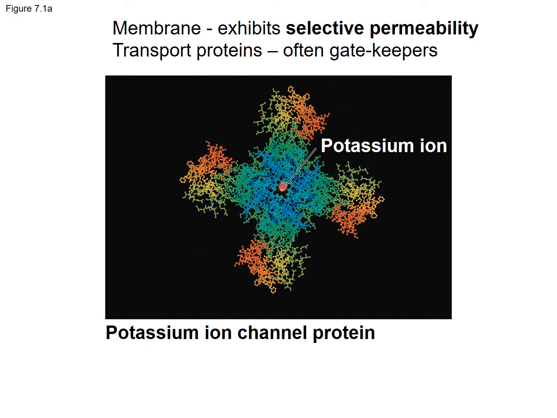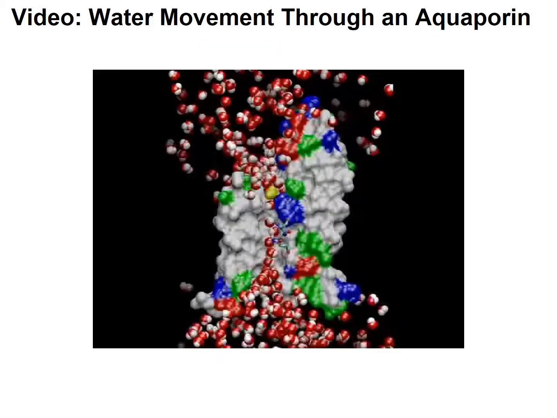This channel protein, the space there, the channel, is only big enough to allow the potassium ion through. The potassium ion is positively charged, so there's going to be a certain charge differential in this particular space, the channel, which allows this size of positively charged ion through that channel in and out of the cell as needed.